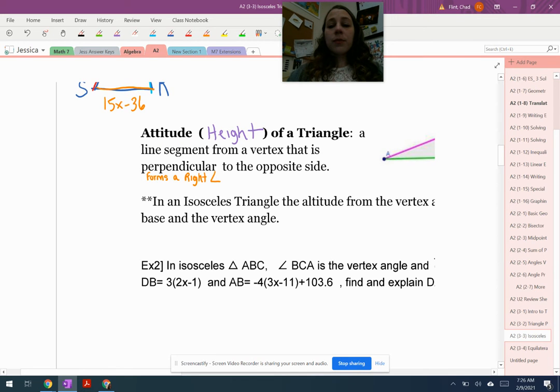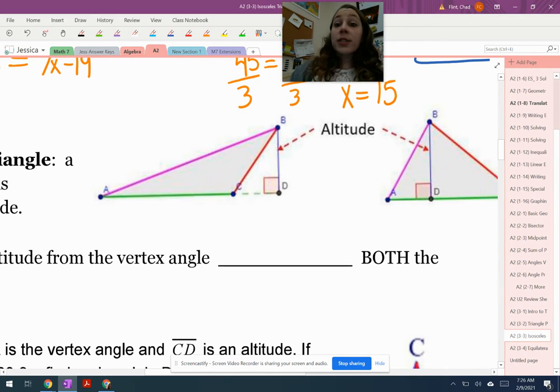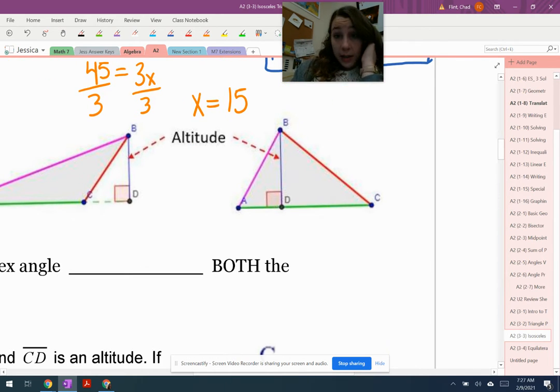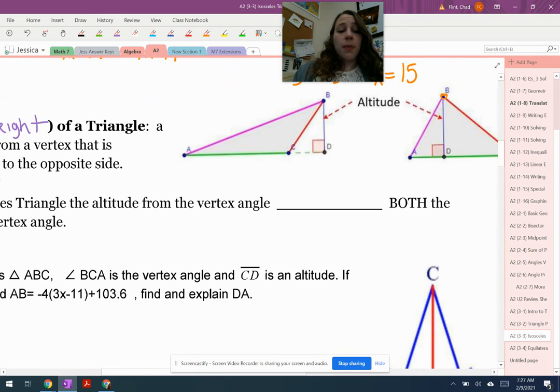So you can see in our first diagram here that we have an altitude that is drawn outside of the triangle, which is totally okay. That's still an altitude, totally allowed. And then we have an example of an altitude on the inside of the triangle where it's coming from the vertex B up at the top, and you can see it makes that 90-degree angle with the little box down at the bottom there. So those are both examples of altitudes.